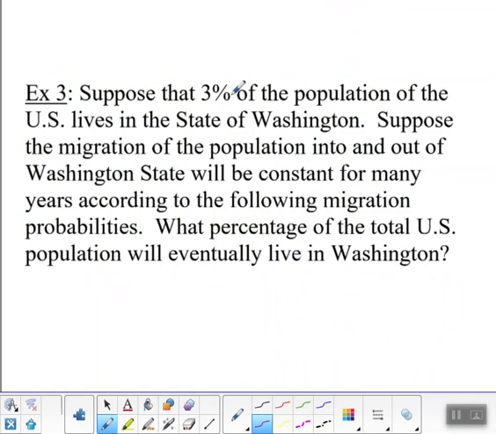So suppose that 3% of the population of the United States lives in the state of Washington. Suppose the migration matrix of the population in and out of the Washington state be constant for many years according to migration probabilities. What percentage will eventually live if currently we have 3%? So, that's our initial state. So initially, we'll call that thing X naught. We have 0.03% in the state of Washington, and 97% is not, right?